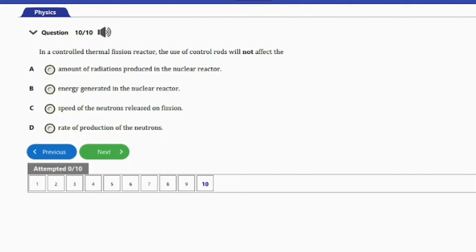So guys, here the next and last question we have here, question number 10 says, in a controlled thermal fission reactor, the use of control rods will not affect the A, amount of radiations produced in the nuclear reactor, B, energy generated in the nuclear reactor, C, speed of the neutrons released on fission, and D, rate of production of the neutrons. So guys, the answer to this question is option C here, speed of the neutrons released on fission. And that's it for this question, guys, and this is where we'll end this video for today.